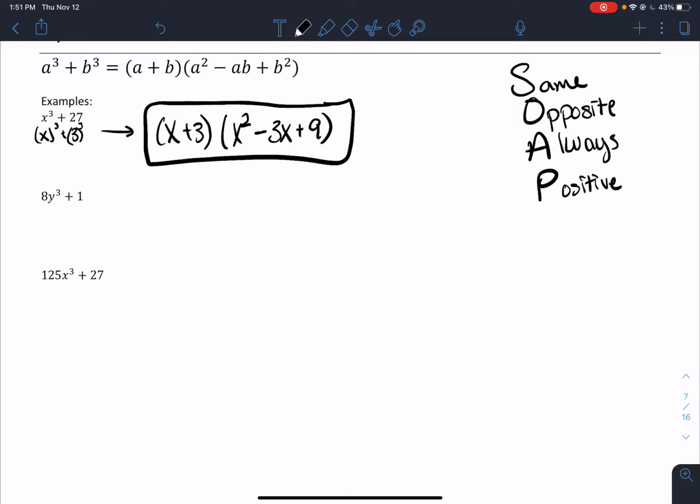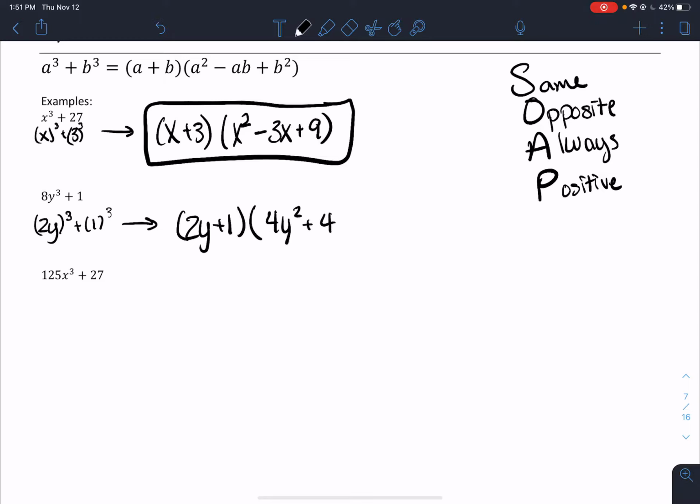We can even have coefficients in front of the cubic term. So here, this would be 2y all cubed plus 1 cubed. Therefore, this factors to 2y, same sign, plus 1 times 4y squared minus 2y plus 1. I do have to say, I said plus when I meant minus. It's an opposite sign in my SOAP.